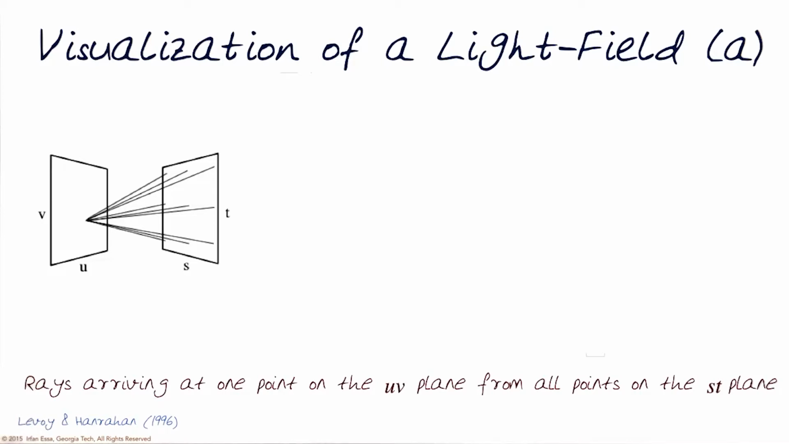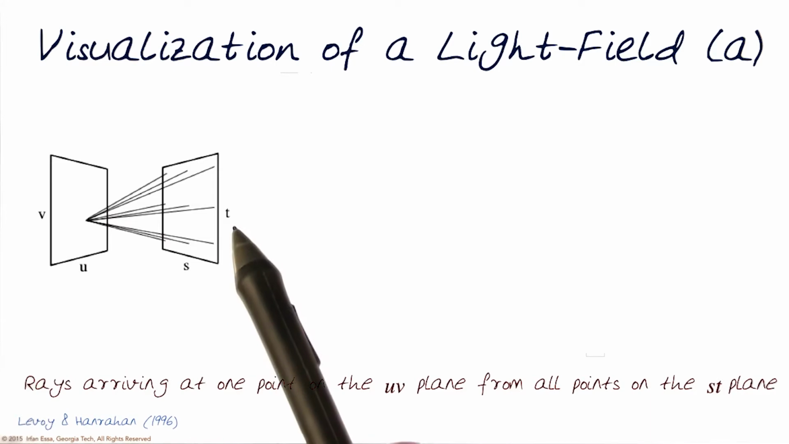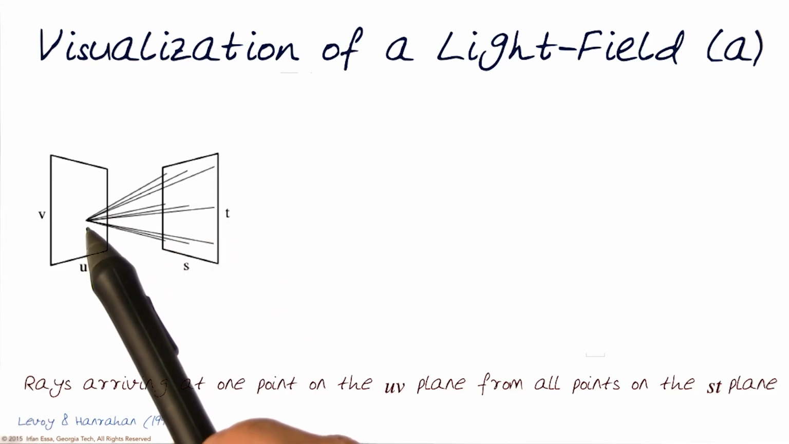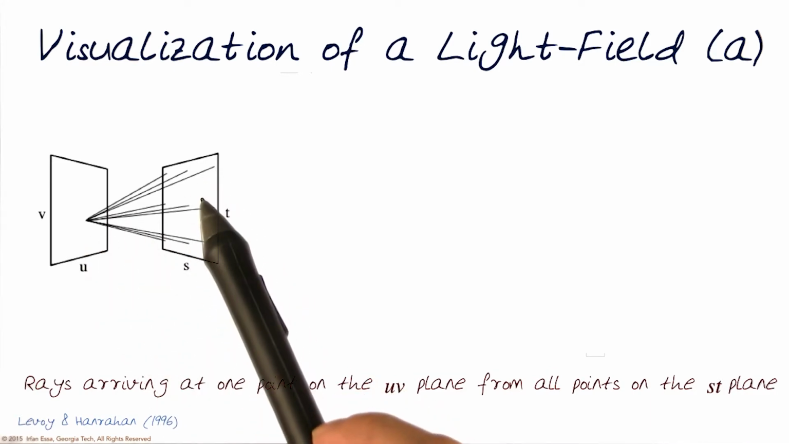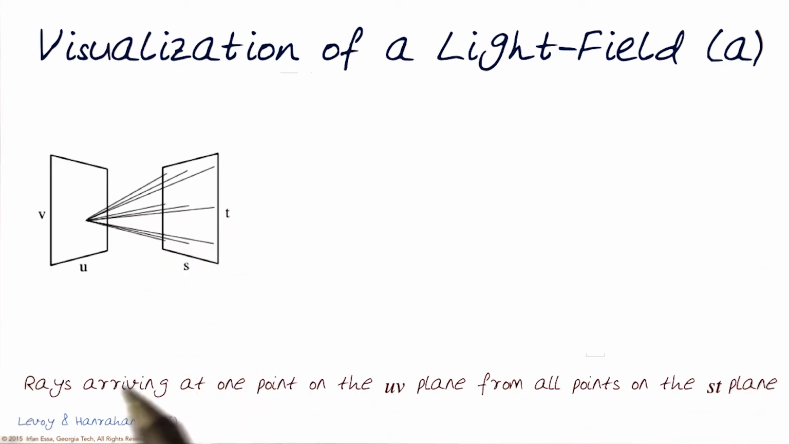So let's now visualize this light field from this perspective. I have my UV plane and my ST plane. Any point on the UV plane is now looking at this whole ST plane. So any ray of light arriving at one point on the UV plane is arriving from all points on the ST plane.